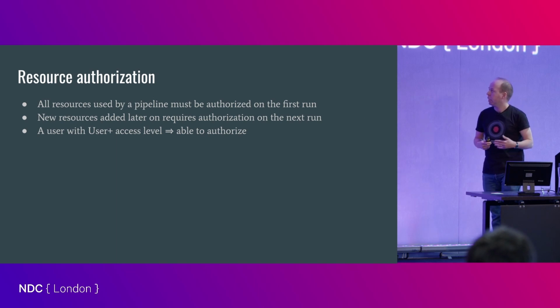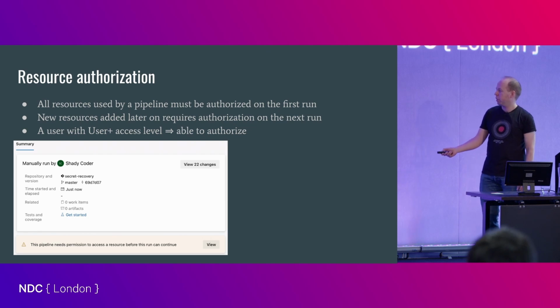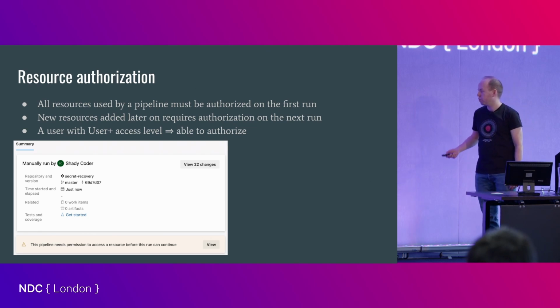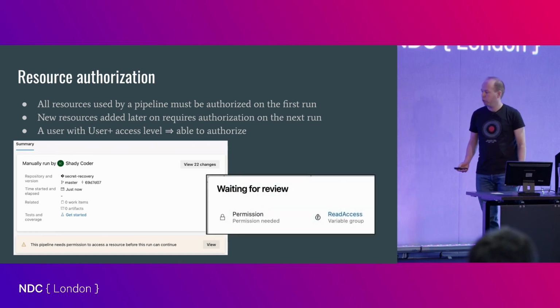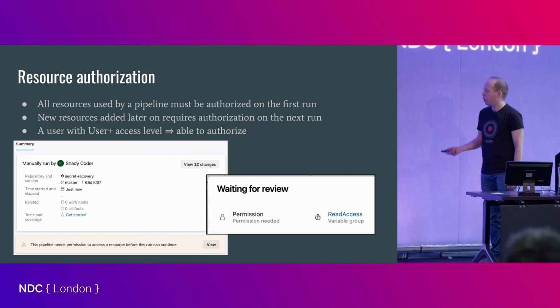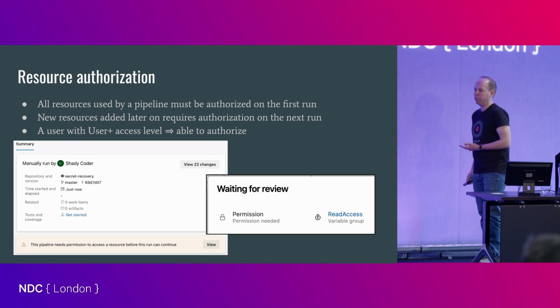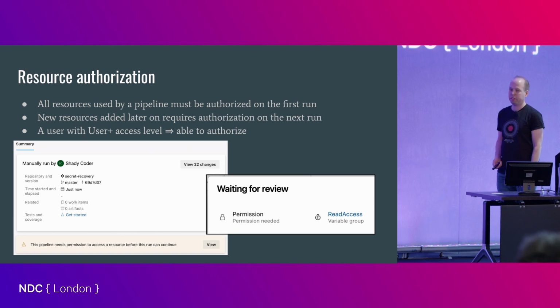Resource authorization is a process that a pipeline goes through when you run it the first time or when you change which resources it accesses. So any user that has a user plus access level on that resource will be able to authorize it. It looks kind of like this. So I've created here a new pipeline. It will tell you that this pipeline needs permissions to access resources before the run can continue. Click the view button, we will see which resources it is requiring access for. And now our user doesn't have the proper permission level to authorize it, so there's no button to approve it. They have to go to another developer or someone in the DevOps team who has that authority to approve it.